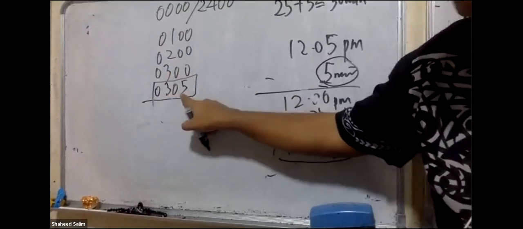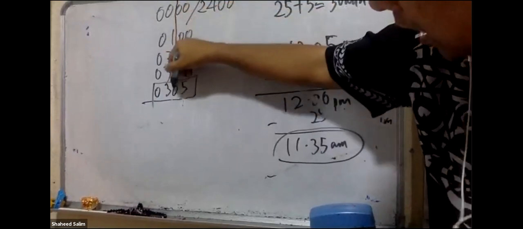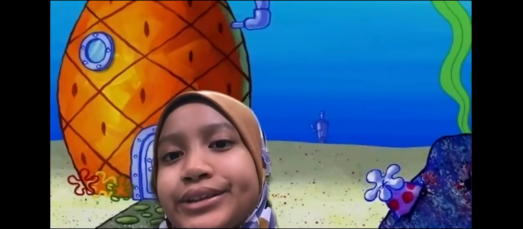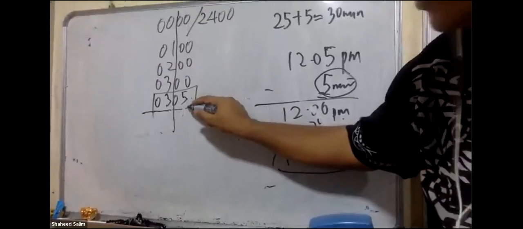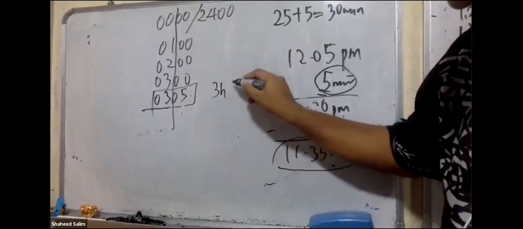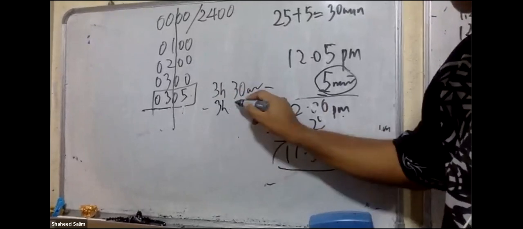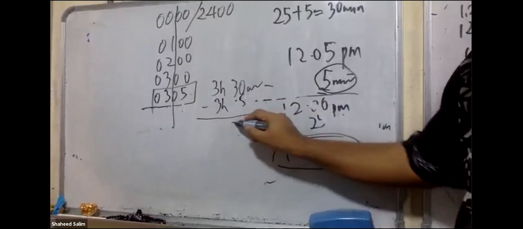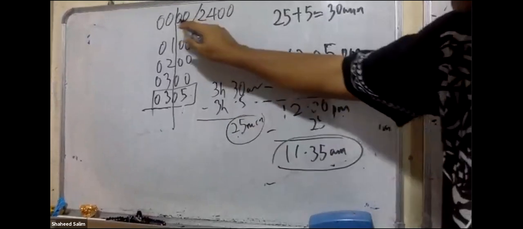So how many hours, how many minutes? Down here is all hours. In between is hours. 3 hours, 5 minutes. So now the travel takes 3 hours, 30 minutes. We take 3 hours, 30 minutes, we minus 3 hours, 5 minutes. You will get 25 minutes left. So what is 25 minutes before midnight?